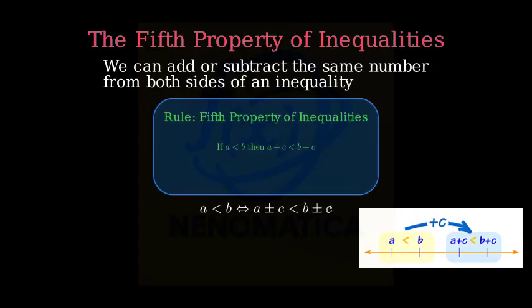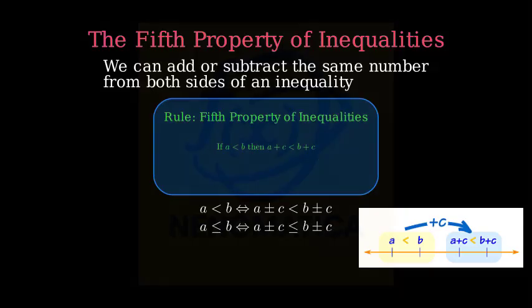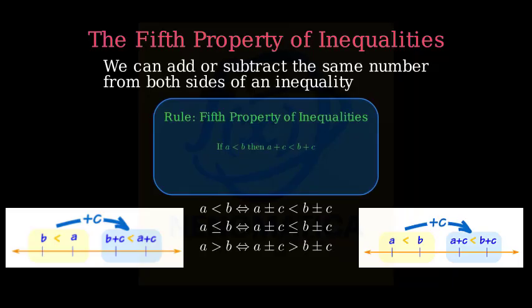Similarly for non-strict inequalities. If A is less than or equal to B, then A plus C is less than or equal to B plus C. The same principle applies. Adding or subtracting the same value from both sides preserves the inequality relationship. Now, let's look at the greater than version of this property. If A is greater than B, then A plus C is greater than B plus C. And if A is greater than or equal to B, then A plus C is greater than or equal to B plus C. These principles are fundamental in solving inequalities.